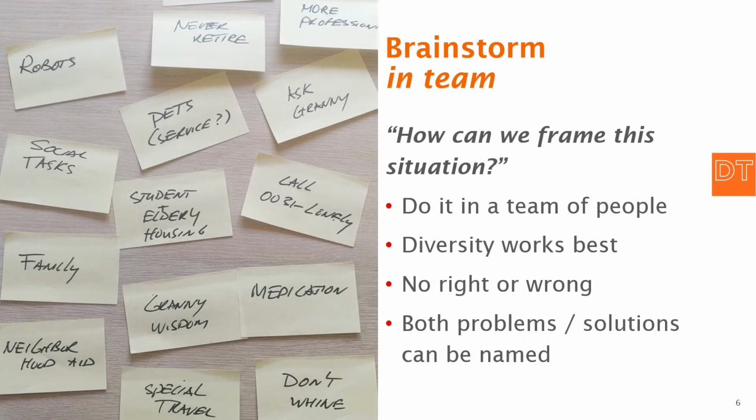The first step is just to gather ideas and problems that people are shouting out. When you ask them, how can we frame this situation? They will shout things like, we need robots, or how about a pet service, or maybe we should have a phone number with professionals, or maybe we should have medication. You can do it in many ways. You can name many different things.